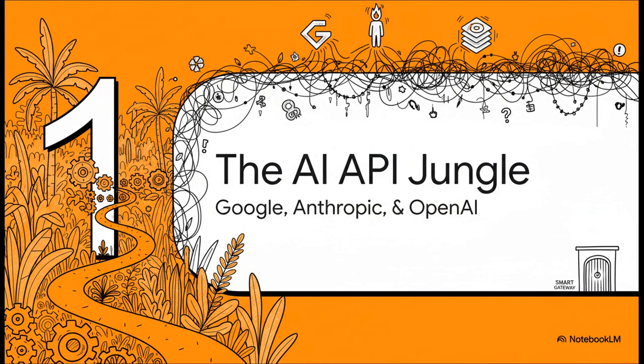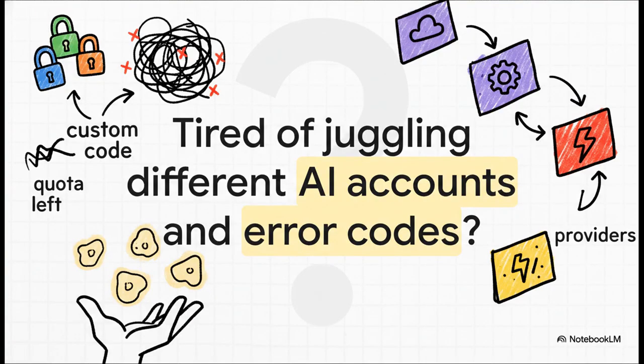Picture this scene. You're building an application and you want to use the absolute best AI models for the job, right? So you're pulling in APIs from Google for Gemini, Anthropic for Claude, and OpenAI for GPT. I mean, it sounds super powerful on paper, but in reality, it often just looks like, well, chaos. Does this all feel a little too familiar?